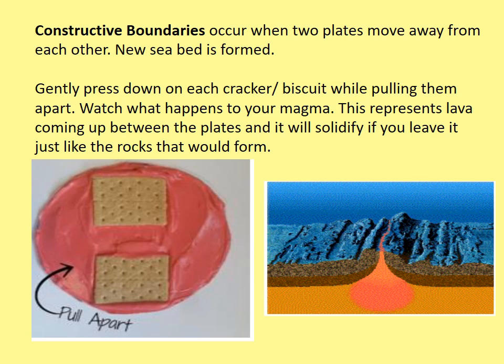To represent constructive boundaries, what you need to do is to press gently down on each cracker whilst also pulling them apart, and watch what happens to your magma. And that should represent the lava bubbling up between the plates, and it would solidify if you leave it long enough, just like the rocks that they would form.